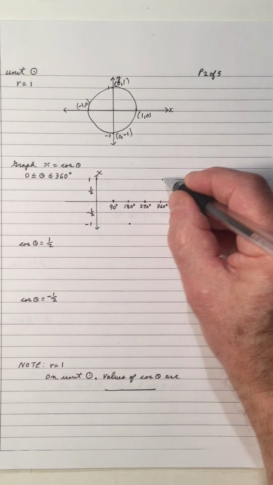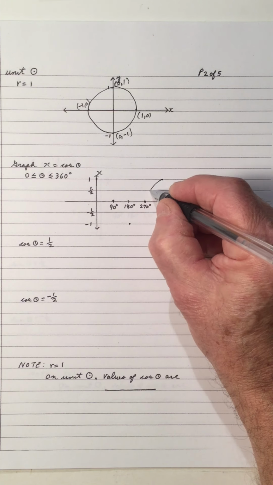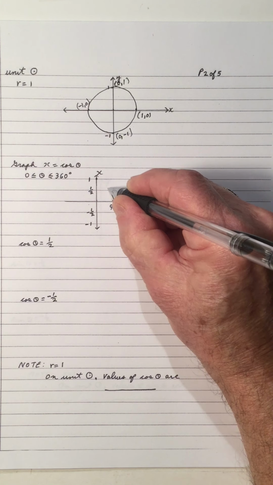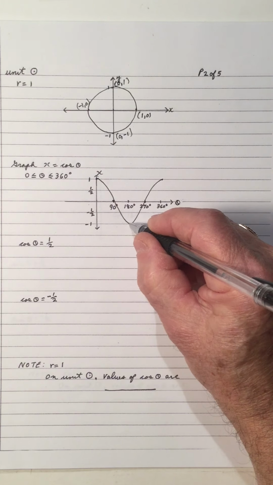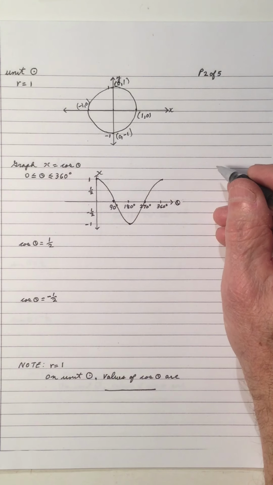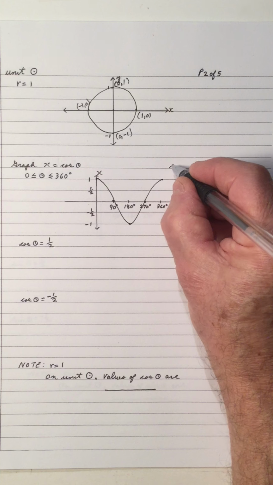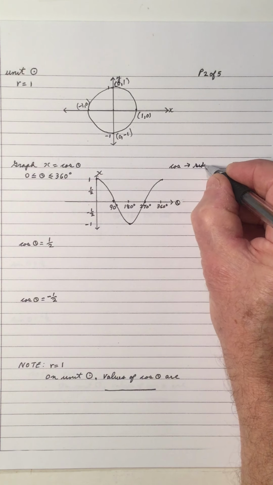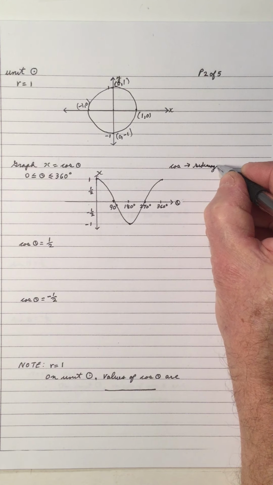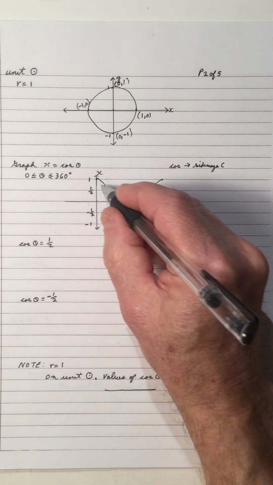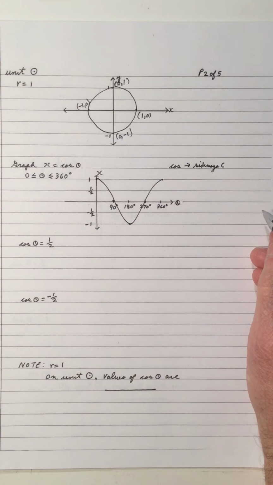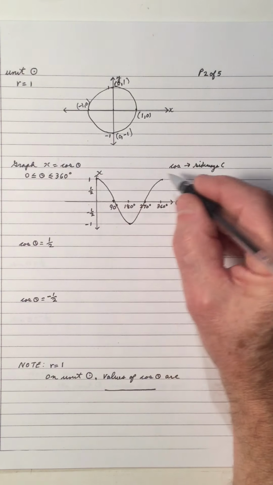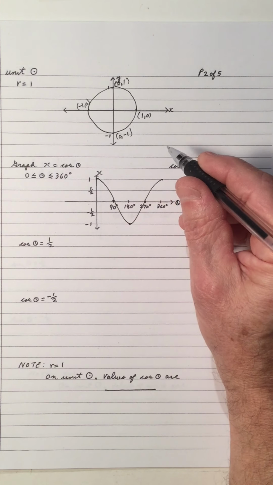360 and a 1. So notice the graph is looping like this. And notice that the cos graph is a sideways C. Sideways C. And notice it starts at 1 and ends at 1, and it makes a sideways C.